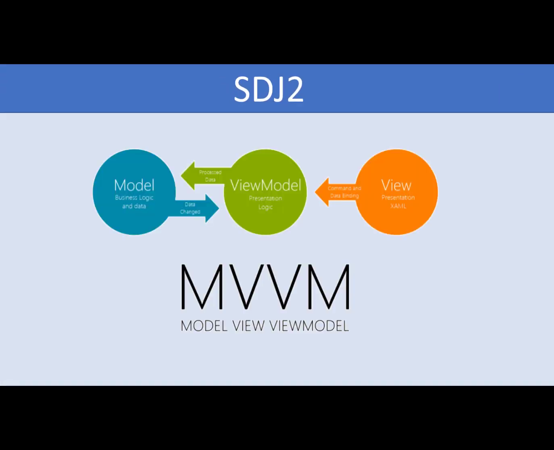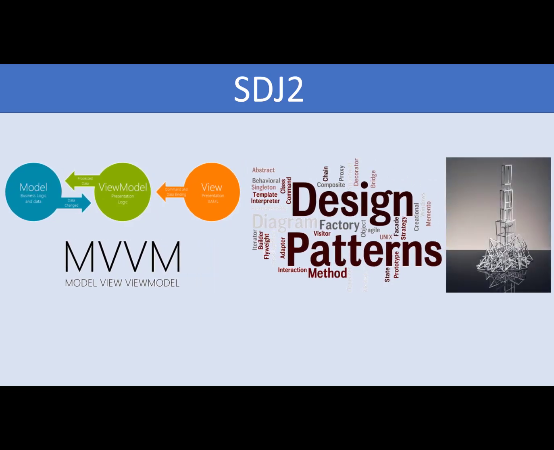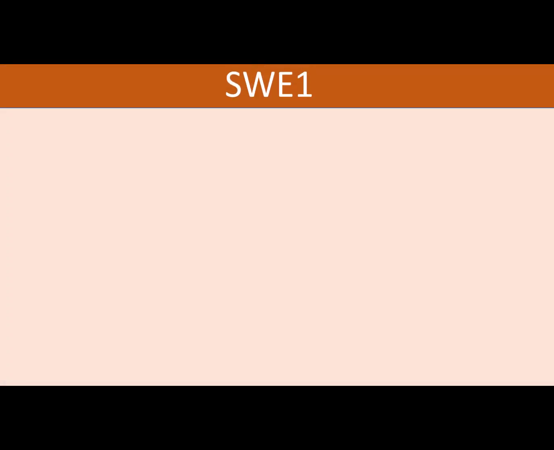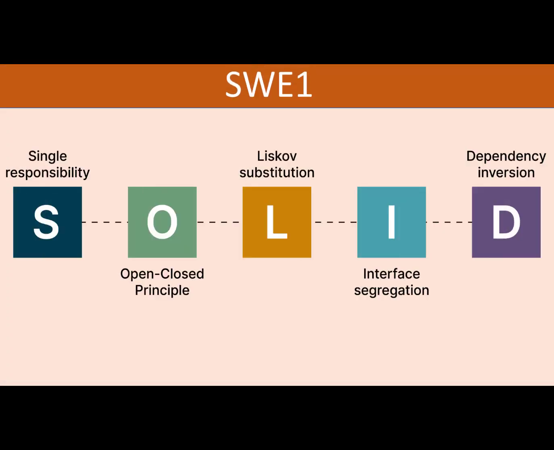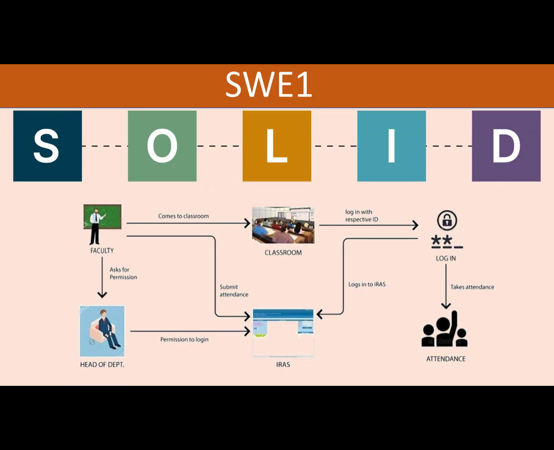From SDJ2, you were taught MVVM, a way to create structure in your application. You saw design patterns, general solutions to general problems, and we dealt with how to improve the general design and structure of a system. In SV, you were taught the SOLID principles, ever relevant and important, and you were taught how to analyze a problem domain.